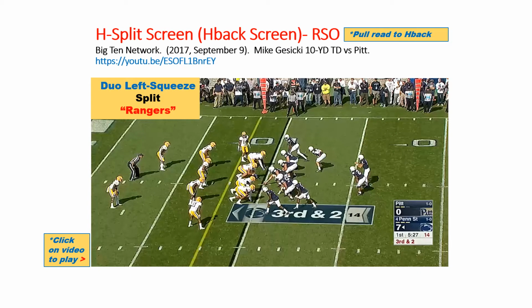So let's look at it here on film with Penn State. They're in a duo left with the H-back set to the right. It's a squeeze, compressed set here is the only thing. What you're going to see, this is a Rangers call to the right at the H, but the read is the left defensive end at the bottom.